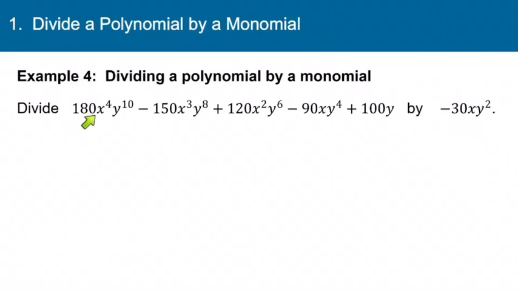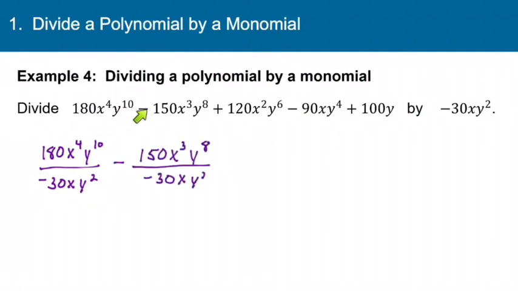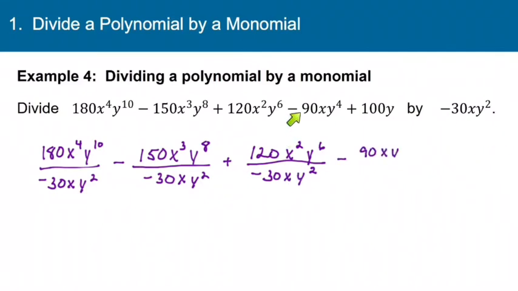So we'll have 180x to the fourth y to the 10th, all over negative 30x y squared, minus 150x to the third y to the 8th over negative 30x y squared, plus 120x squared y to the 6th over negative 30x y squared, minus 90x y to the 4th over negative 30x y squared, plus 100y over negative 30x y squared. So each term has the same denominator, and that denominator is just the monomial that we're dividing by. Now let's simplify each term individually.